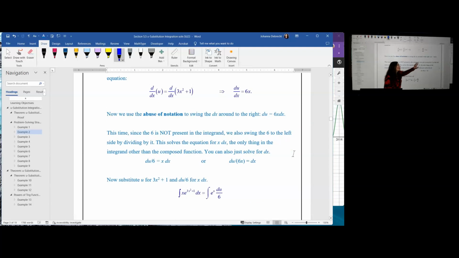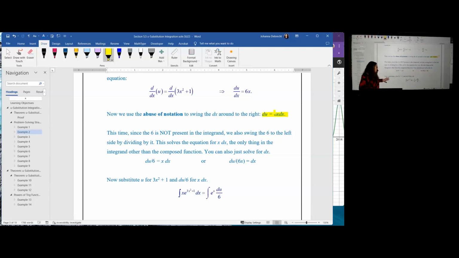Once you have swung the differential around so that you have du equal to 6x dx, you can either solve for x dx, which you do have in the original integrand, by dividing both sides by 6, or you can simply solve for the original differential dx, and the rest will take care of itself. It's totally up to you. Either solve for x dx, which gives you du divided by 6, or solve for the original differential, which gives you du divided by 6x.